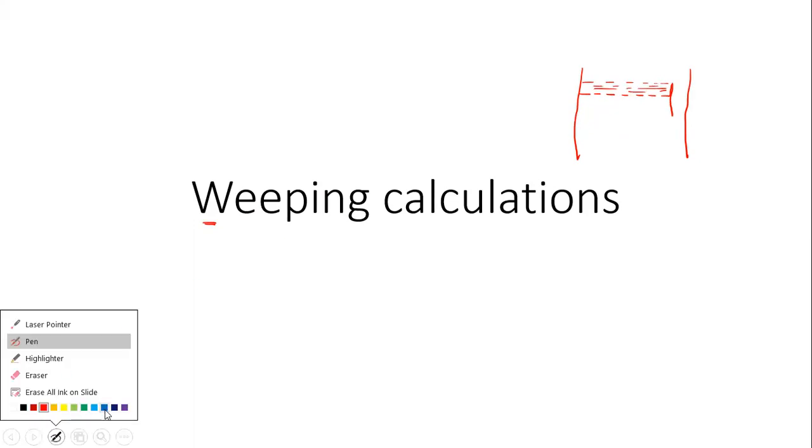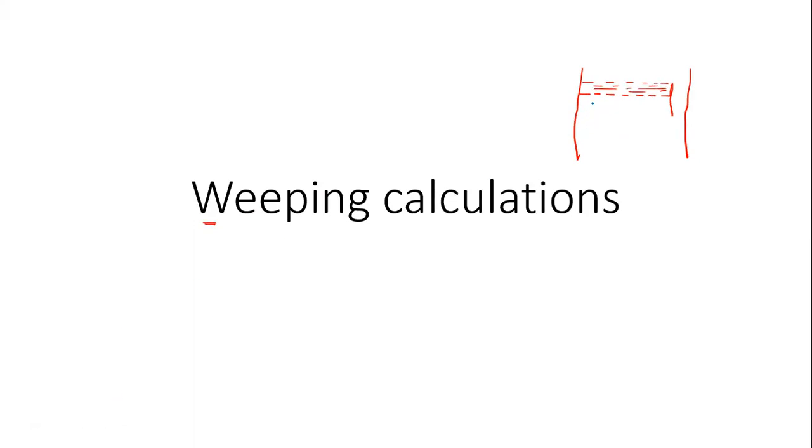Hello, everyone. So we are talking about weeping. When the weeping happens, there's a plate. We have this plate, a sieve plate. There's a downcomer, the weir and downcomer. So there's a liquid pool on this, and the vapors are bubbling out.